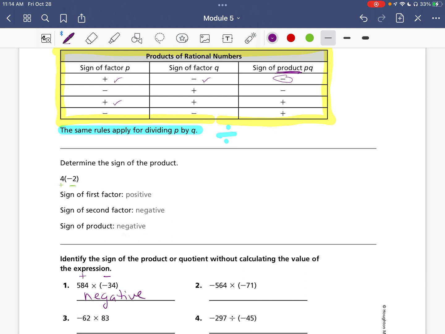Here for number 2, we have a negative times a negative. So now we're going to look at one of these rows. Now we're going to be down here. A negative times a negative will be a positive.